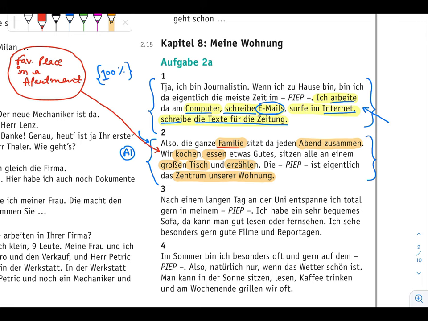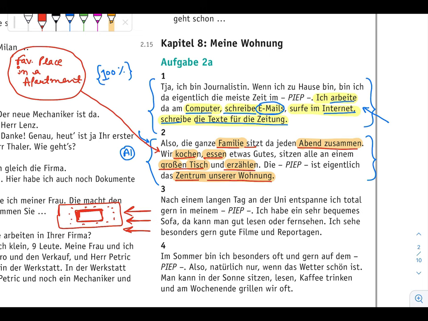For example, family sitzen abends zusammen. When the family sits together in the evening, where does the family mostly sit? Again, they give more information. Kochen, cooking, eating, großer Tisch und erzählen, to discuss. And that is the center of our apartment. So according to your knowledge, you can also guess it. For example, they are talking about the kitchen, where family sits together. They make food, they eat food. There is a großer Tisch, big table, and it is the center of our apartment. Okay, like this.